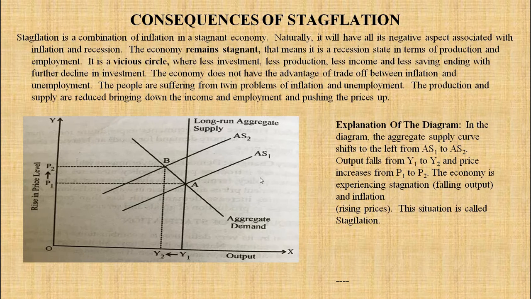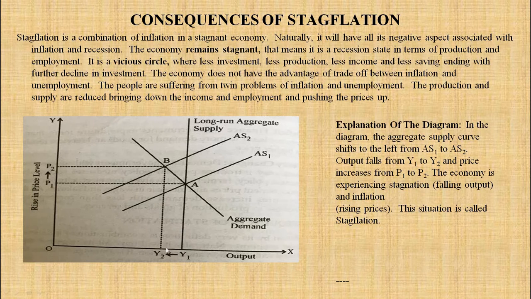Now we will see the effects with the help of diagram. In the diagram, aggregate supply curve shifts from AS1 to AS2. From AS1 to AS2, it is shifting to the left hand side. So output falls from Y1 to Y2, and price is rising from P1 to P2. The economy experiencing stagnation, that is falling output. Stagnation is falling output and inflation, rising price. This situation is called as stagflation.